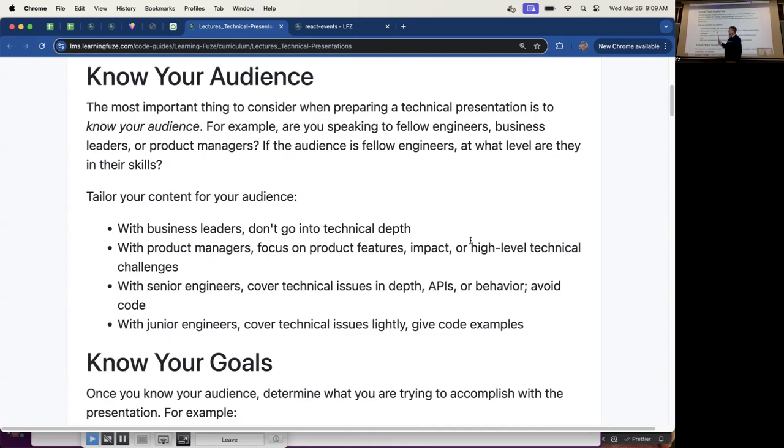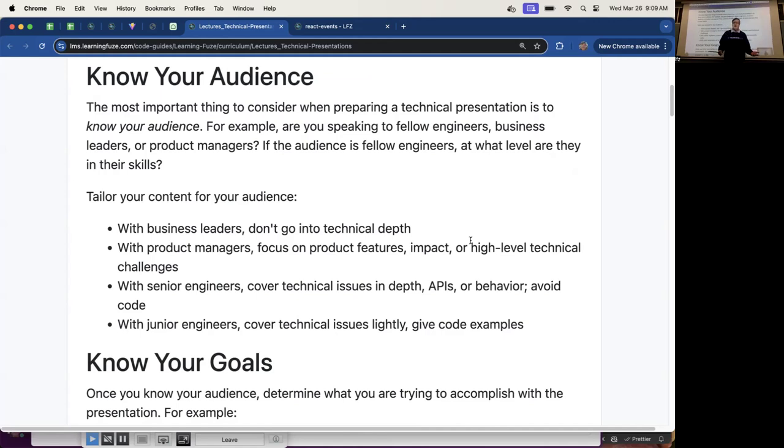For example, if you're talking to business leaders, you probably won't say much about technical issues, and you certainly won't go into technical depth. You'll just brush over your technical issues at a high level. If you're talking to product managers, they're not so interested in the code and the actual technical issues. They're more interested in how the software works. How can I sell it? How can I make use of it? Is it doing what it needs to? Is the customer going to like it? That kind of question. So you'll focus more on your features and impact and so on.